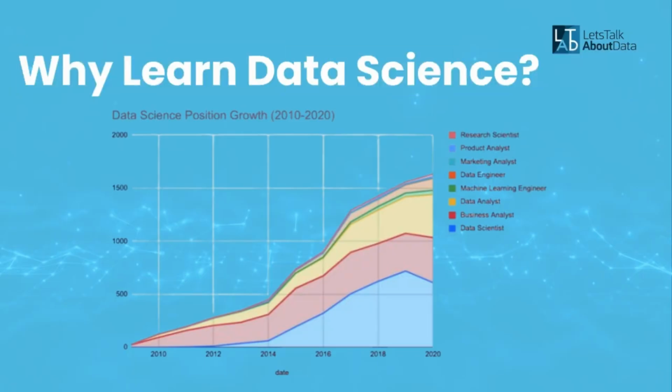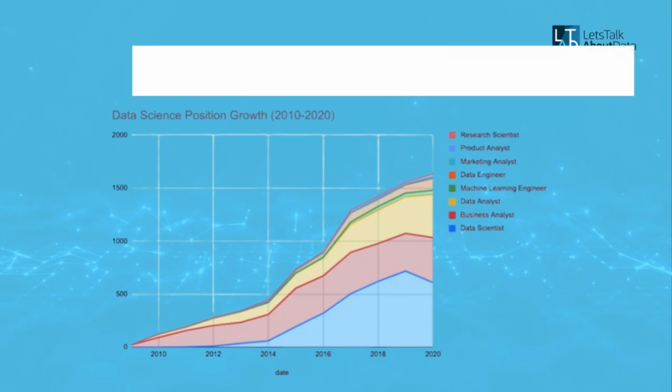So, why should you learn data science? Here are a few reasons. High demand. Data science is one of the fastest growing fields, with companies across industries looking for skilled professionals. Versatile skills. The skills you learn in data science are applicable in many fields, from healthcare to finance to marketing. Real-world impact. Data science allows you to solve real-world problems and make a difference. Whether you're looking to start a new career or enhance your current skills, data science is a great choice.